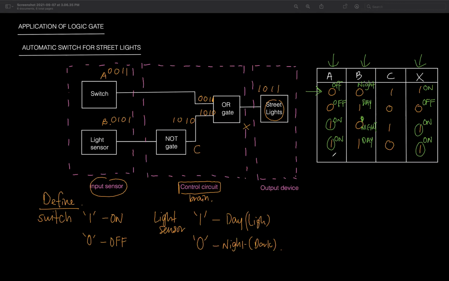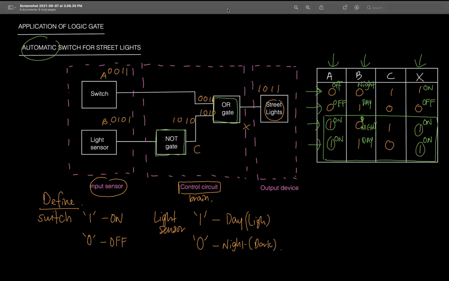These are all programs by the logic gates based on the circuit arrangement. I have created an automatic system like this. These four lines are just showing the four possible scenarios. So it shows that this is what we want. Whenever the switch is pressed, it turns on regardless of whether it is at night or whether it is in the dark.